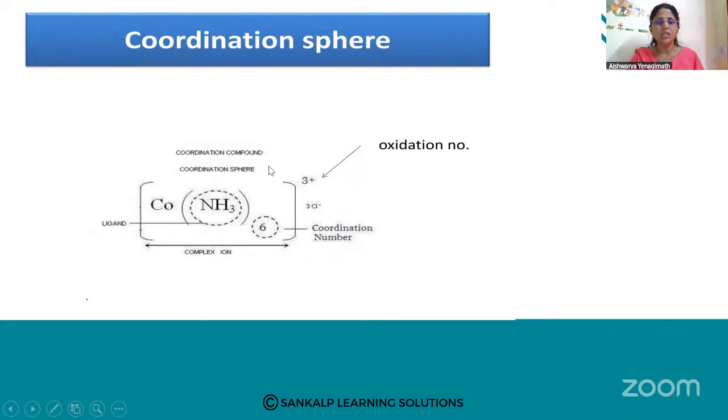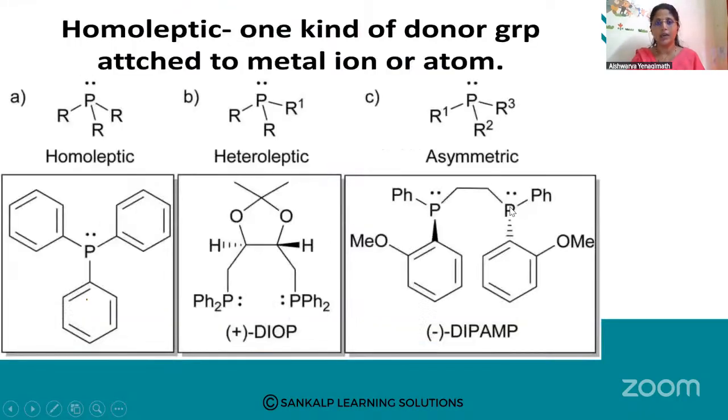Then what is written in the square bracket is called the coordination sphere. What is written outside is called the ionization sphere. +3 is nothing but the oxidation number of the coordination sphere. This is how the coordination compound is represented.